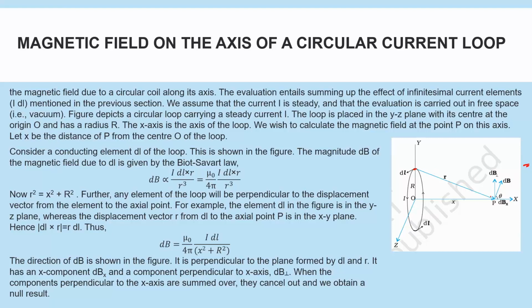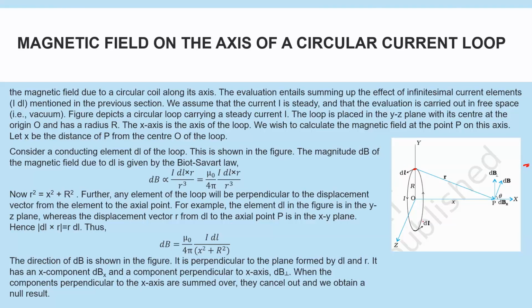dB has two different components. One is dBx, which is parallel to the x direction, and you have dB perpendicular, which is perpendicular to the x direction. This axis is actually the center of this current carrying loop. What we do in this case is that the evaluation of the magnetic field will be summing up the effect of the infinitesimal current elements I dl that we had used in the previous case also. Suppose we have infinitesimal line elements associated with this current carrying loop, and it would be a summation of all these current elements.